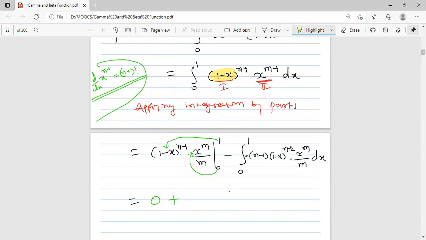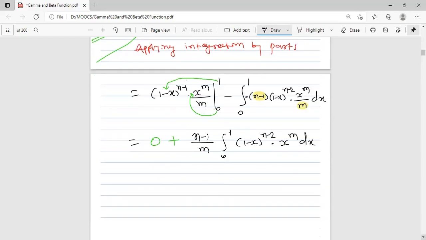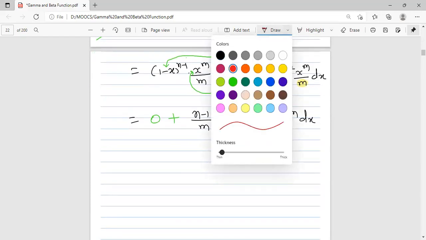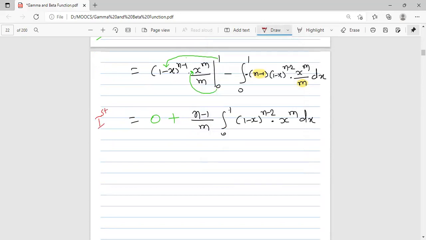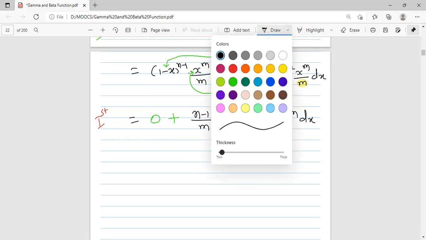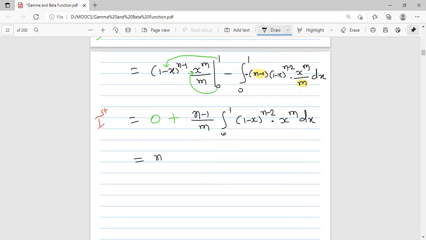N minus 1 and this m both are constants. I am taking them outside. N minus 1 divided by m into integration 0 to 1 of 1 minus x raised to power n minus 2 into x raised to power m into dx. Isn't it? This is our first integration by parts, and I will find out the second integration. In the first integration, we are getting n minus 1 divided by m. Again, I will apply.